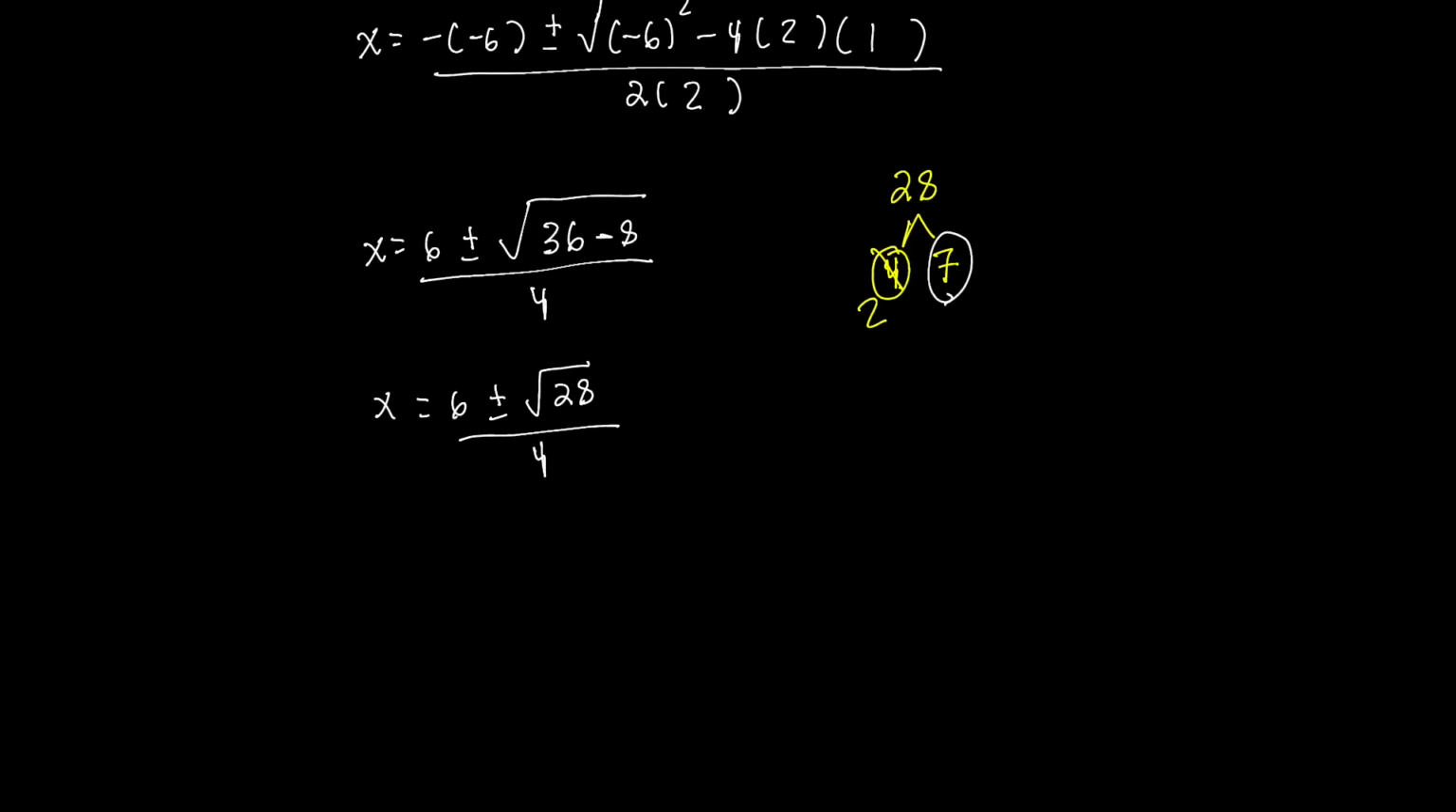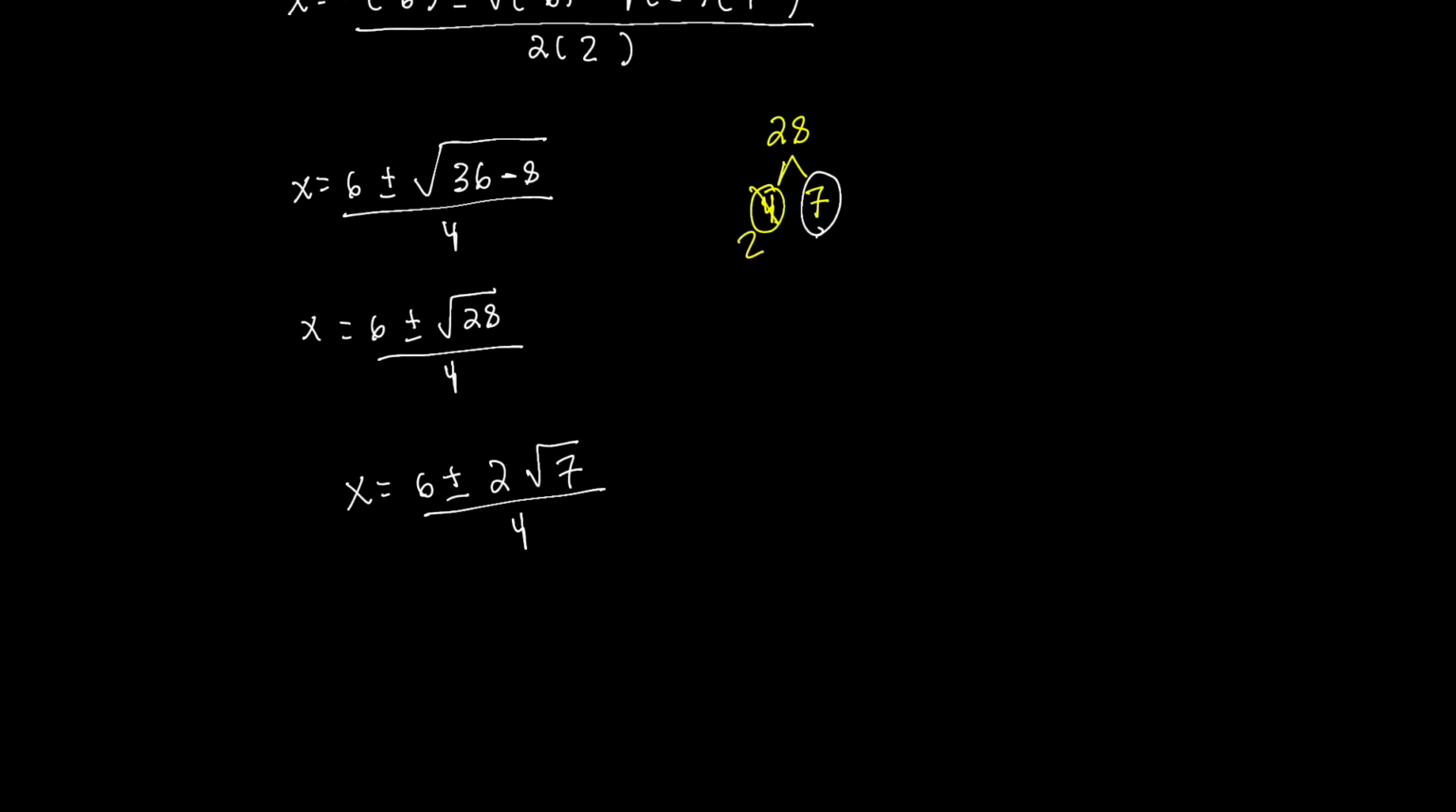So this square root of 28, I can write it with the 2 outside of the square root, and the 7 is going to stay inside. So the square root of 28 simplifies to 2 root 7, and then we still have 4. Now on my numerator, I see that my coefficients, my numbers, share a greatest common factor of 2, so I'm going to go ahead and factor that out.